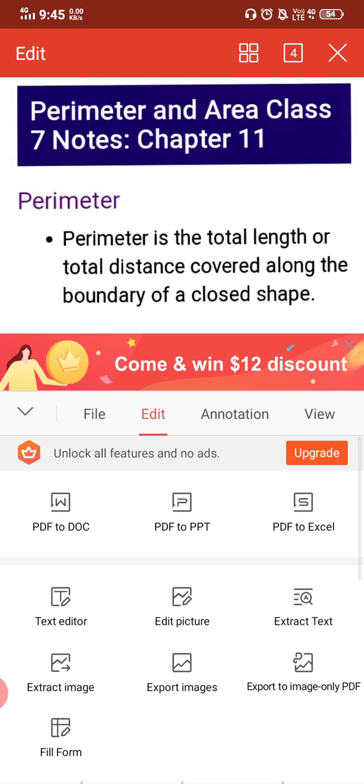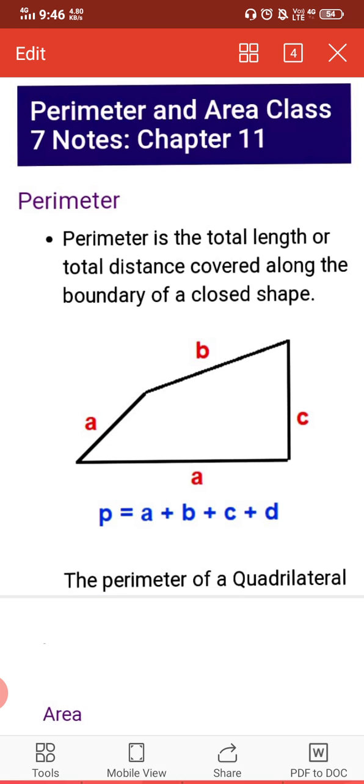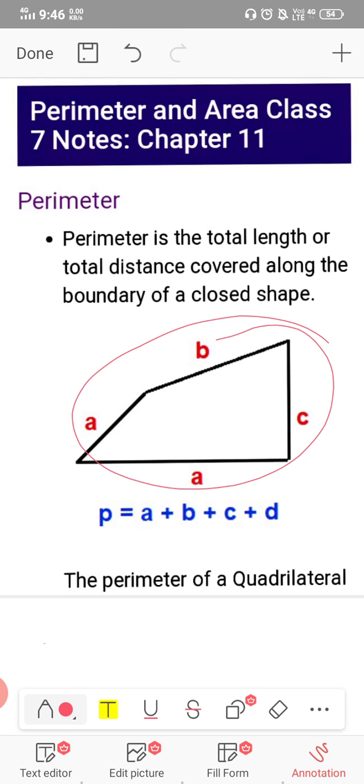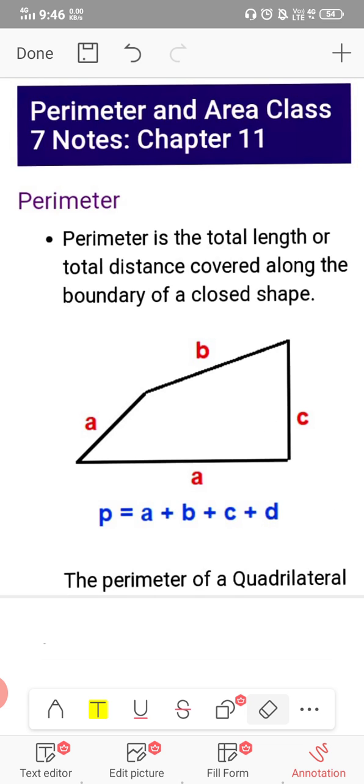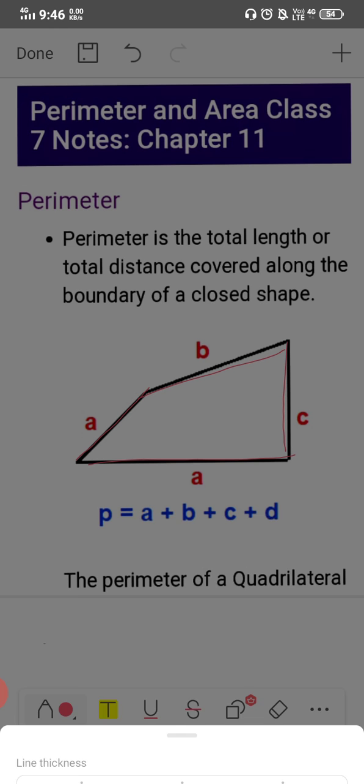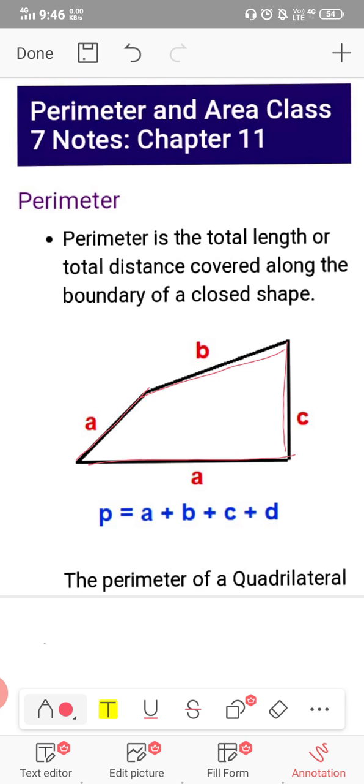Suppose that we have a closed shape like this. In this diagram, the perimeter will be equal to A plus B plus C plus D. So the perimeter of the quadrilateral will be A plus B plus C plus D, the sum of all the sides, as you already know.